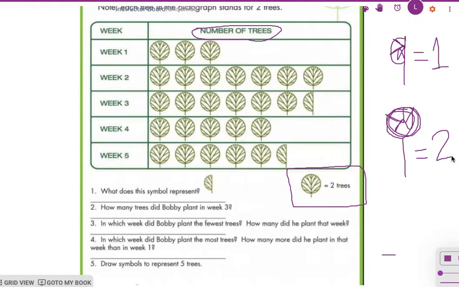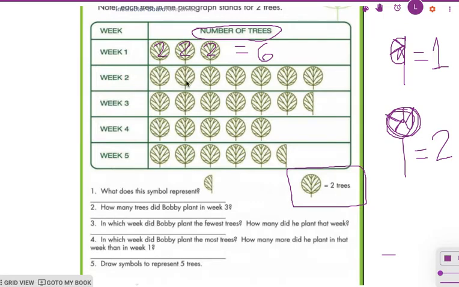So now we can start looking at our pictographs. On week 1, we see 3 symbols of whole trees. So if this means 2 trees and 2 trees and 2 trees, how many trees were planted on week 1? Let's see, 2 plus 2 is 4, plus 2 more is 6. There we go.